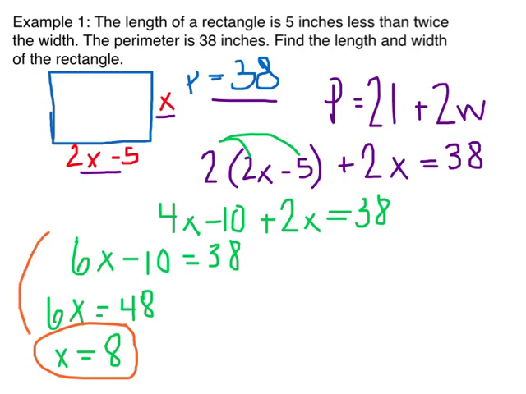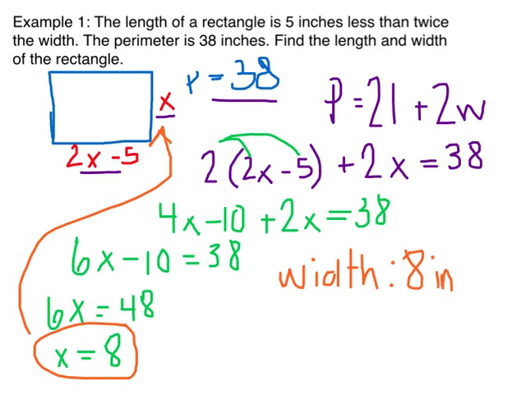Well, if you remember, x was the width. So we know that our width is 8 inches. And then we actually aren't just trying to find the width. The problem says find the length and the width. So we know the width is 8. Go back to your original problem here where you wrote out the information, and you know that if the width is x, the length is 2x minus 5.